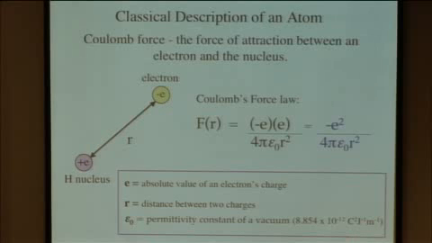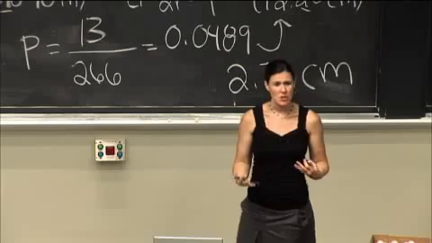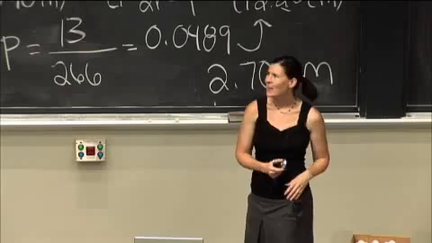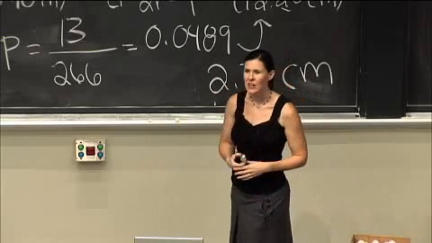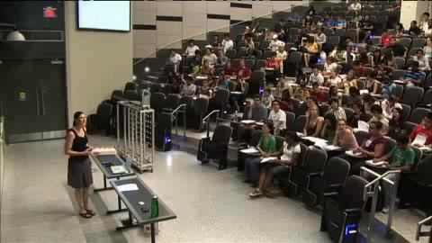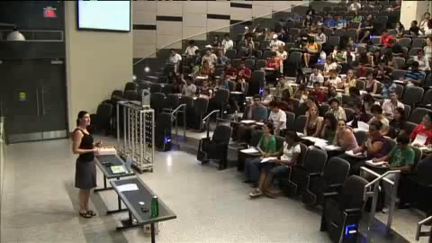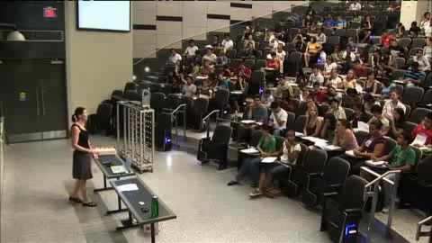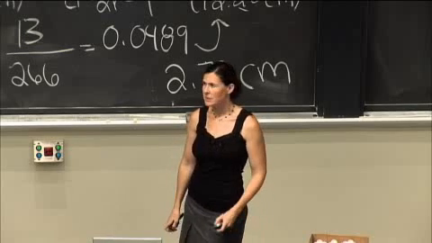Epsilon naught is a constant. It's something you might see in physics as well. Essentially, for our purposes here, you can just think of it as a conversion factor. What we need to do is get rid of the Coulomb tag that we have. That's how we measure our electron charges. So we use this epsilon naught quite often, this permittivity constant of a vacuum, to make that conversion.